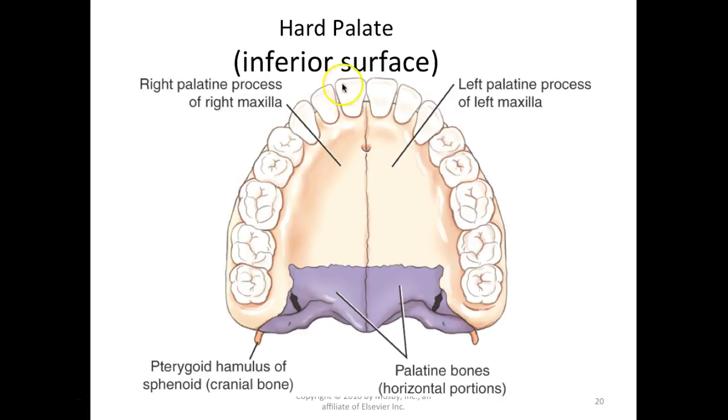So here we have the left palatine process of the left maxilla, and we have the right palatine process of the right maxilla. Then you have the horizontal portions, so these are the vertical portions, this is the horizontal portion, so you have the palatine bone horizontal, the left and the right, and then you have the pterygoid hamulus of the sphenoid, that's what that is, hanging down there, okay?